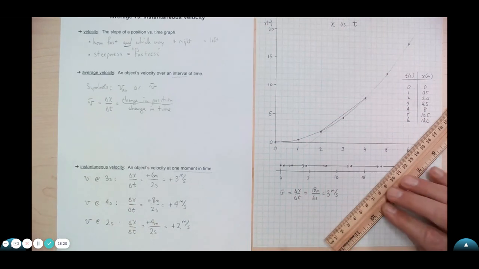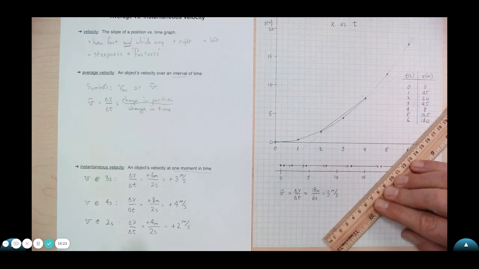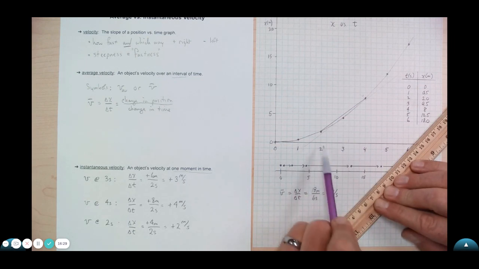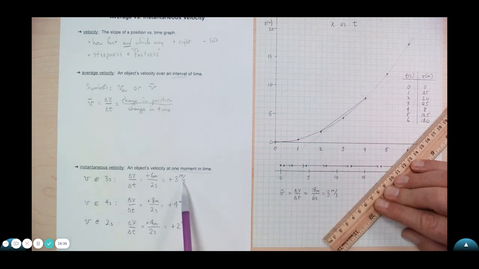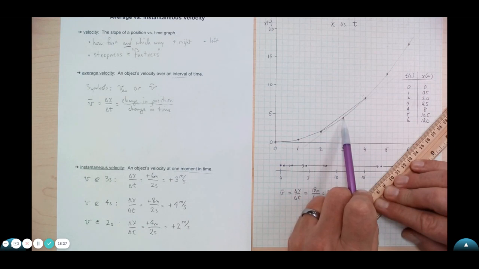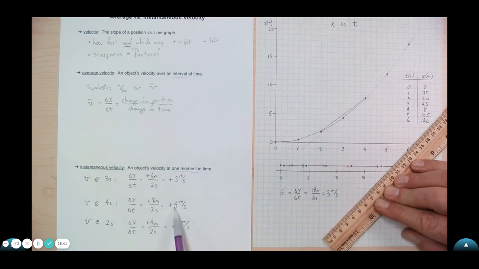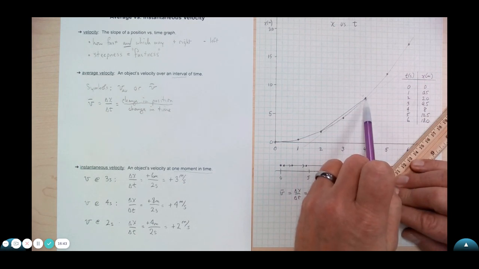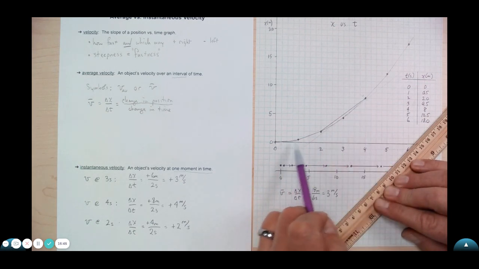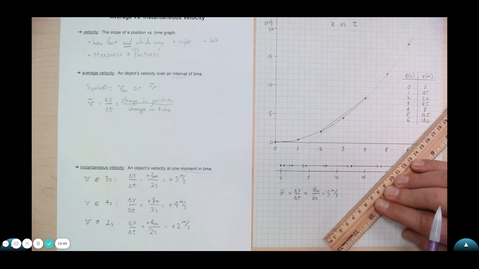I want you to see what this means. At 2 seconds, this thing had an instantaneous velocity of 2 meters per second. So at this time right here, the thing was going 2 meters per second. At 3 seconds, it was going 3 meters per second. It had sped up. At 4 seconds, it's going 4 meters per second. It had sped up. And you can see the graph is getting steeper and steeper as time goes on.